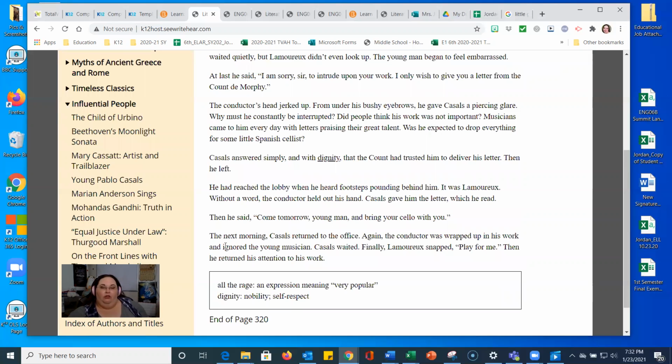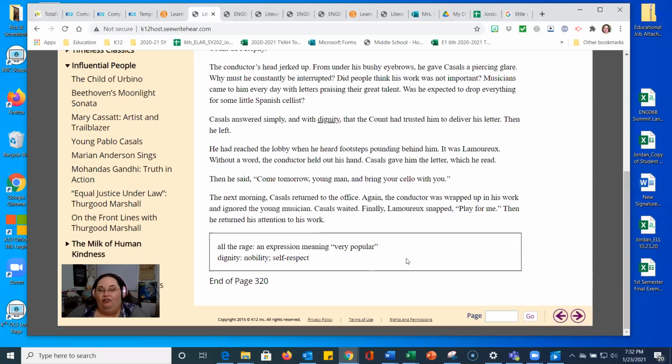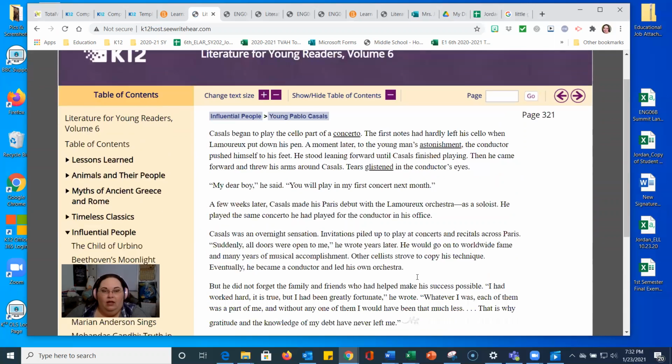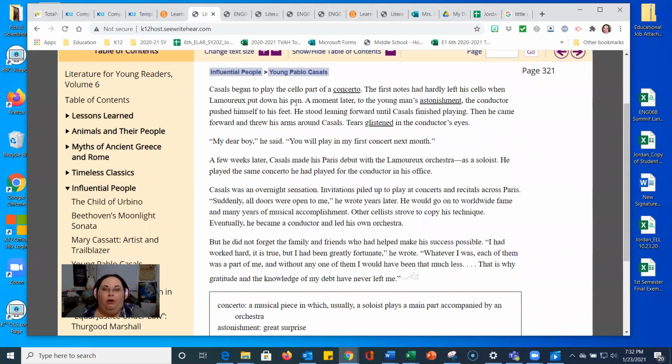The next morning, Casals returned to the office. Again, the conductor was wrapped up in his work and ignored the young musician. Casals waited. Finally, Lamoureux snapped, "Play for me." Then he returned his attention to his work. Casals began to play the cello, part of a concerto. That's a musical piece which usually a soloist plays, and it's the main part accompanied by an orchestra.